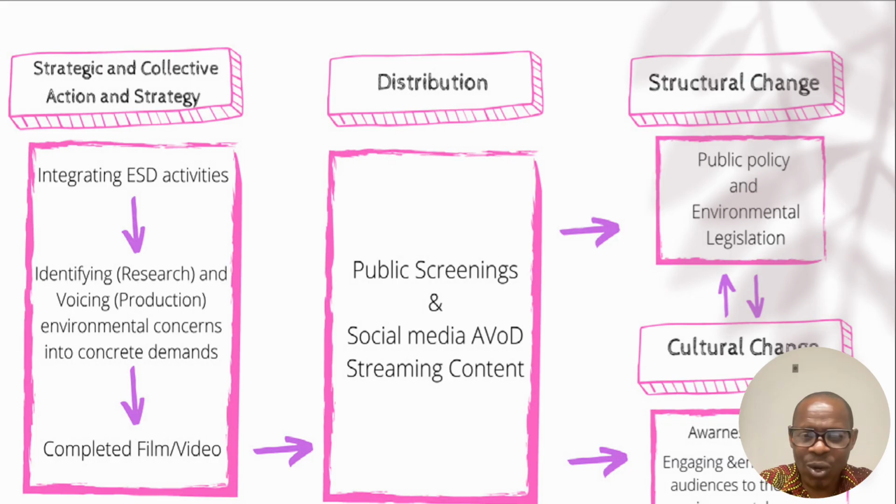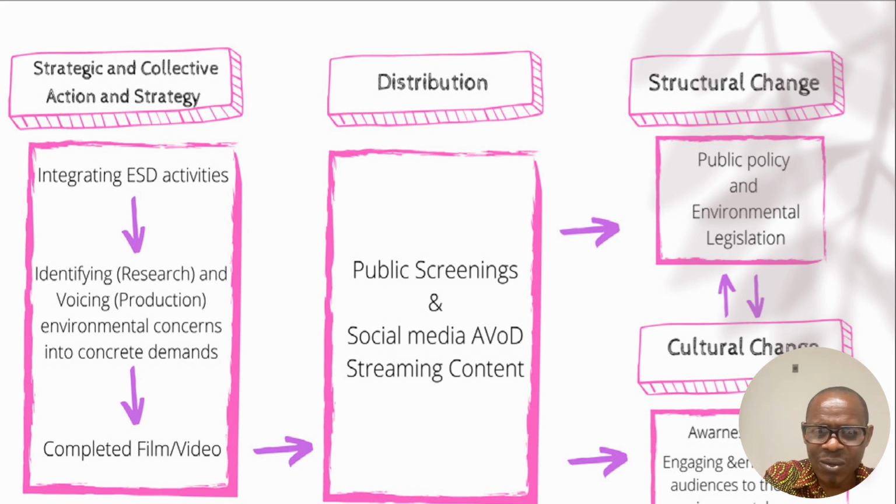So this gives you a summary of communication and intention and your plan of action. It has to follow strategic and collective action and strategy. That's planning and production, and then you move to distribution, and then the change that you expect. So when making a film, you have to examine these three aspects.